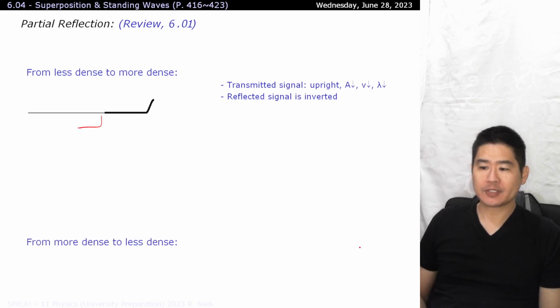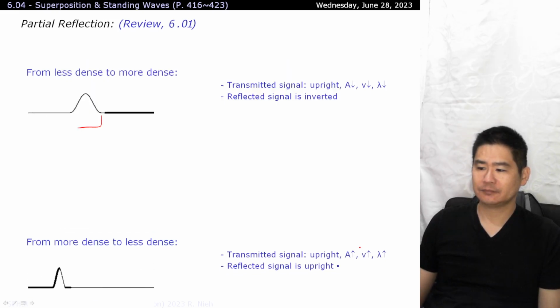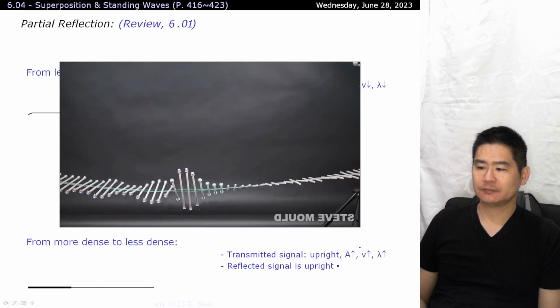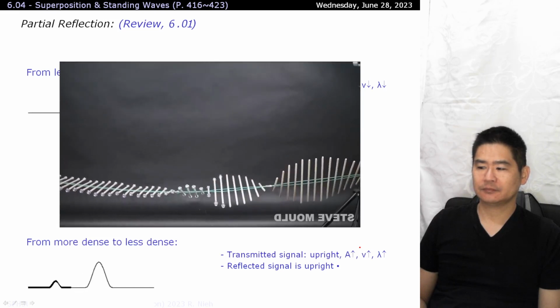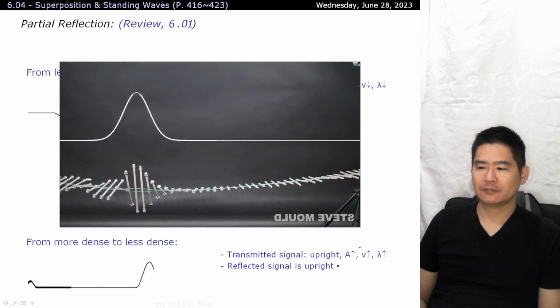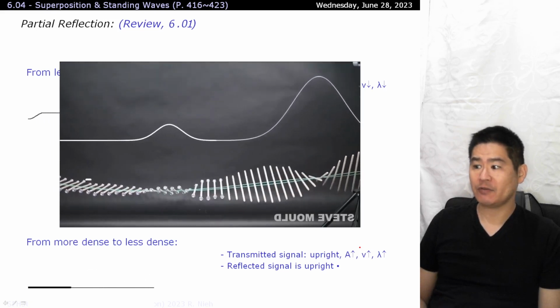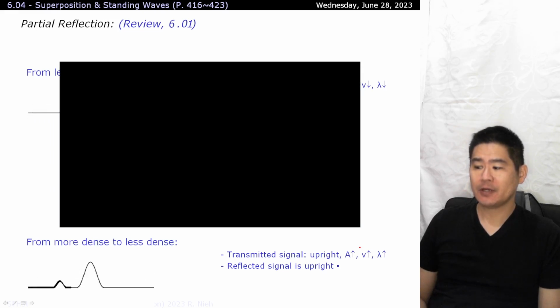And whenever you go from more dense to less dense, there's still a reflection, but this time around the reflection does not invert. It still remains upright. And here's the video to accompany that. All right, so from a slower medium to a faster medium, you can see the wave moves a lot faster now. All right, transmitted signal, the amplitude increases, the speed increases, and the wavelength stretches out, just like how we predicted in a previous episode.